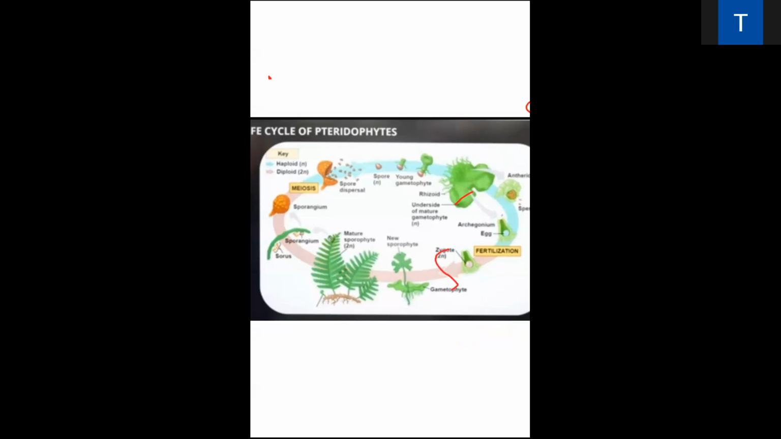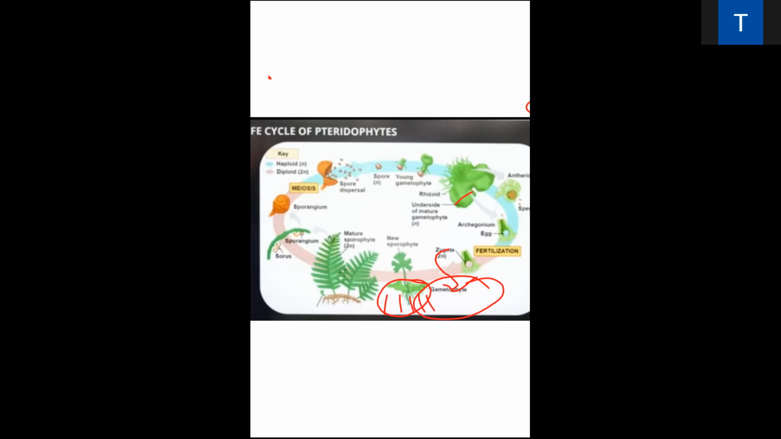The zygote is dependent on the gametophyte. Can you see the gametophyte? Here is the gametophyte. It is the one mainly doing photosynthesis. Rhizoids are present below it.